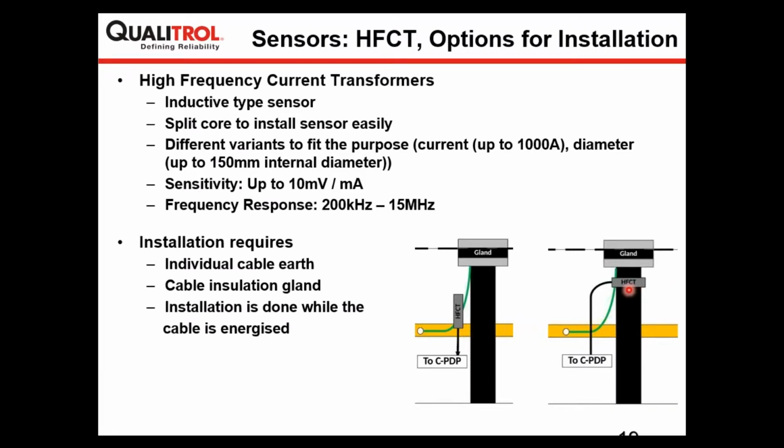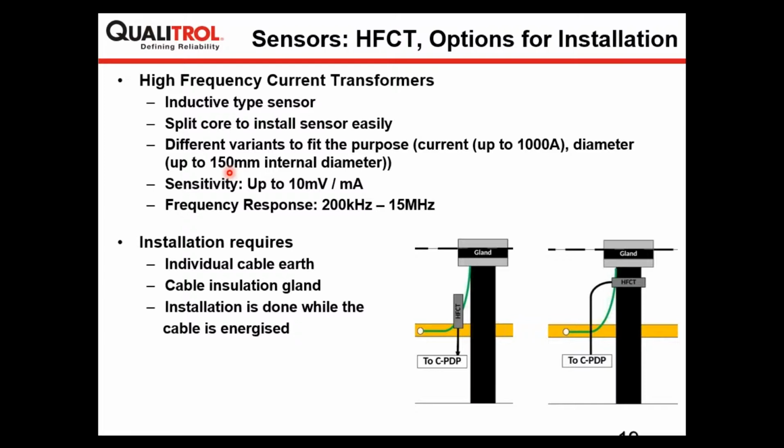So we have different variants of high frequency current transformer, and the maximum one can go up to 1000 ampere of the power frequency current, and the maximum diameter is 150 millimeter. The sensitivity of the sensor goes up to 10 millivolt per milliampere, and the frequency response is from 200 kilohertz to 15 megahertz.